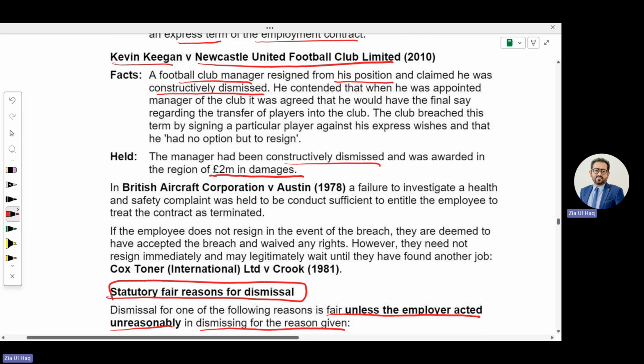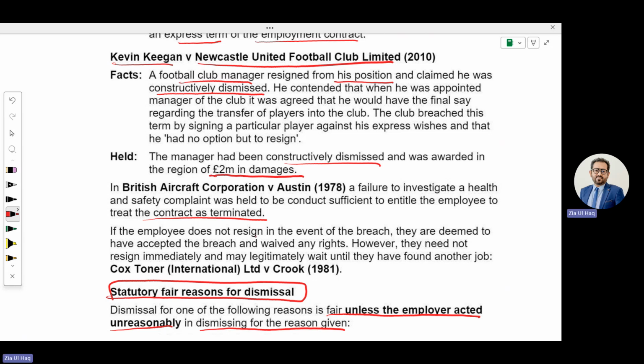In British Aircraft Corporation versus Austin, a failure to investigate a health and safety complaint was held to be conduct sufficient to entitle the employees to treat the contract as terminated. If an employer is not ensuring health and safety policies and laws, and due to some risk at the workplace the employee leaves, this will also be called constructive dismissal.